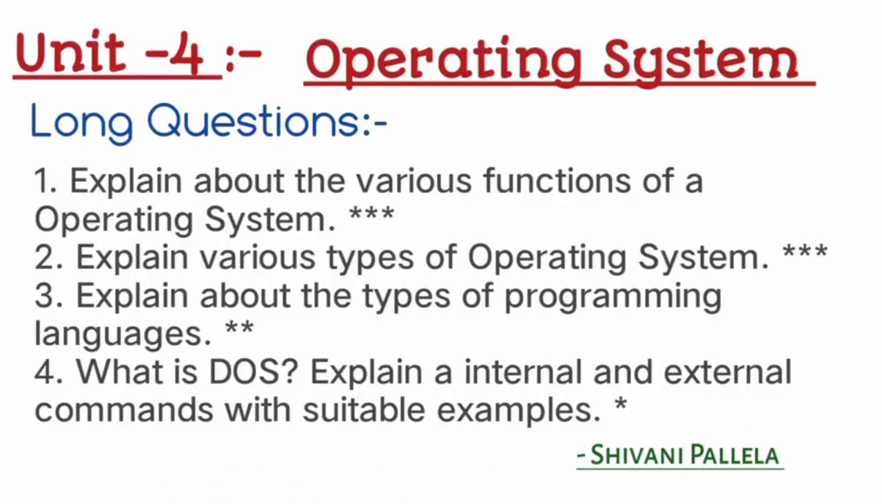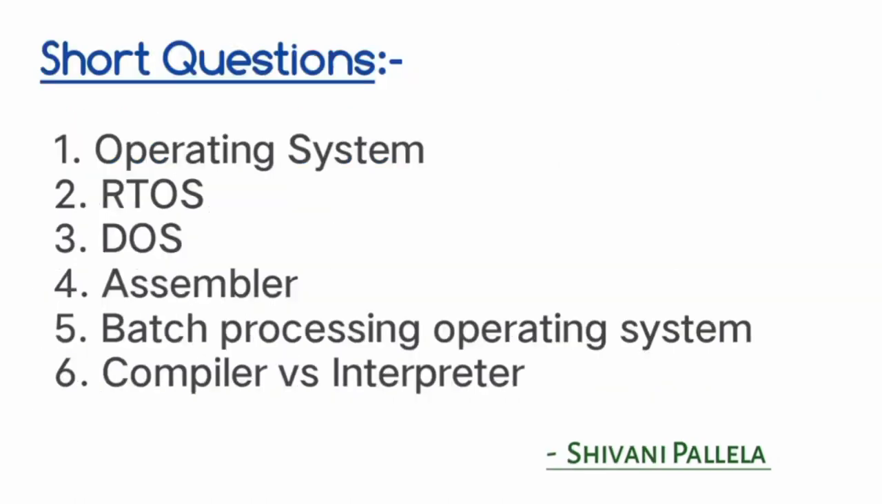And unit number 4, out of 4 questions, the top 2 questions are types of operating system or functions of operating system. So we can expect one question out of these 2, either types of operating system or functions of operating system. These 2 questions are enough from unit number 4. If you want to learn other questions also, you can learn types of programming languages. And this is the list of questions useful for the short questions: DOS, assembler, like this.